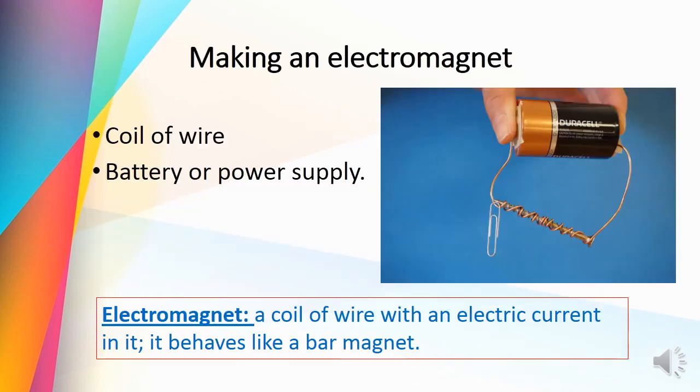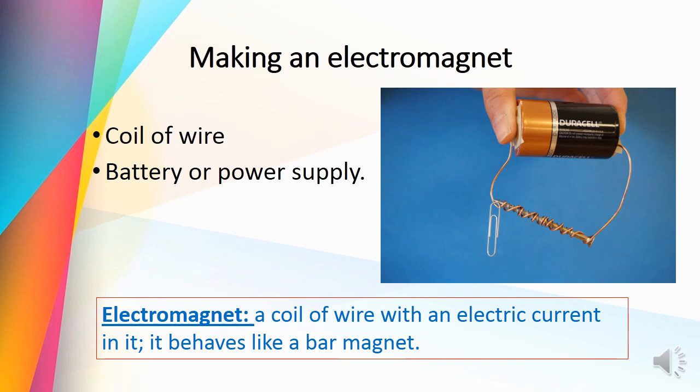Making an electromagnet. For this experiment, I need a coil of wire and a battery or power supply. We have to shape the wire like this. This spiral shape, we call a coil. We can use a screw or a nail, or we can use only the coil itself. It's enough. And we have to connect the wires with the battery, the positive and negative sides, like this.